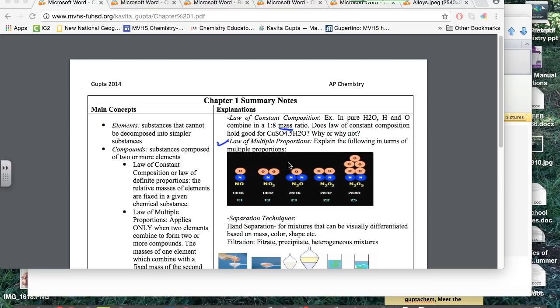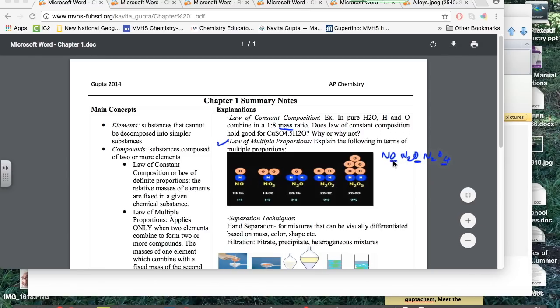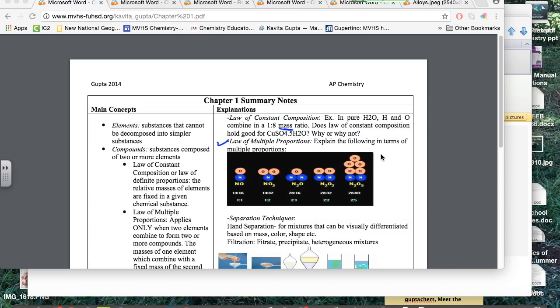Then there is the law of multiple proportions, which says, if two elements come together to make more than two compounds like NO, N2O, N2O4, and so on, then the mass of one element, you can take either oxygen or nitrogen, that combines with a fixed mass of the other element is always in a small whole number ratio. And this is called the law of multiple proportions. And these are in your chapter one summary notes.